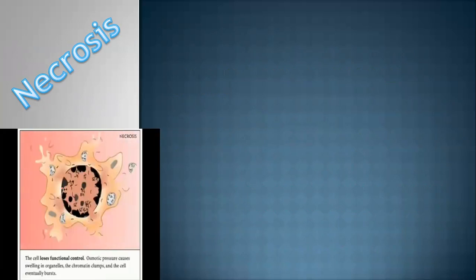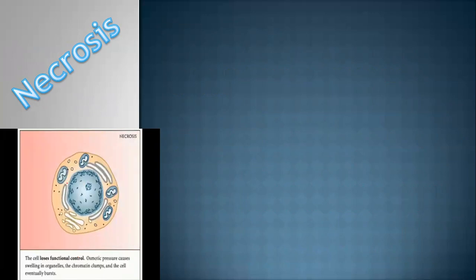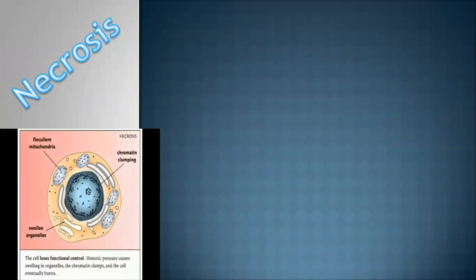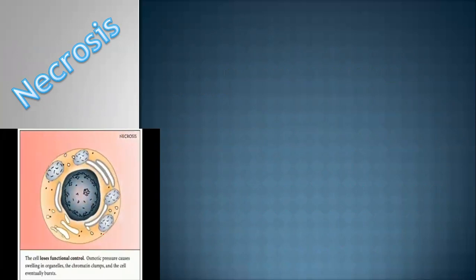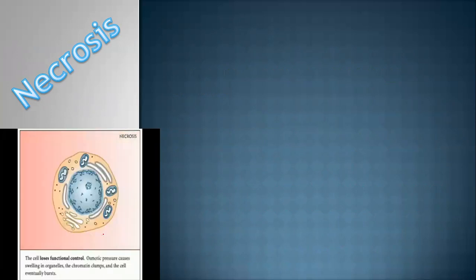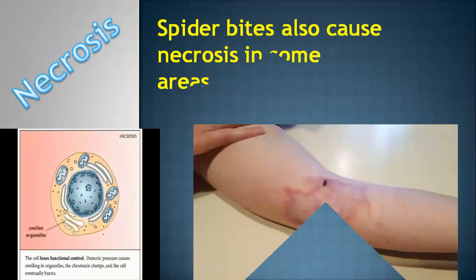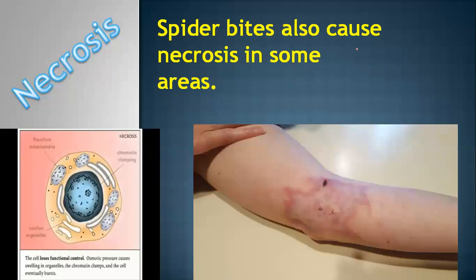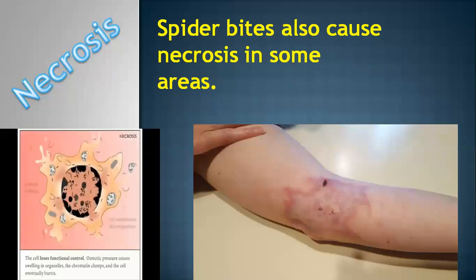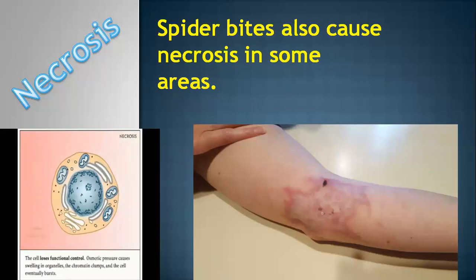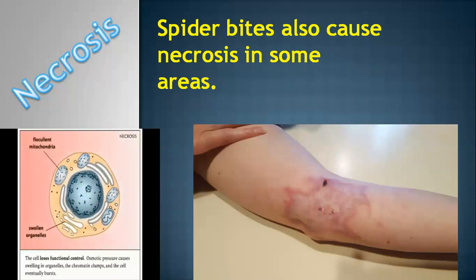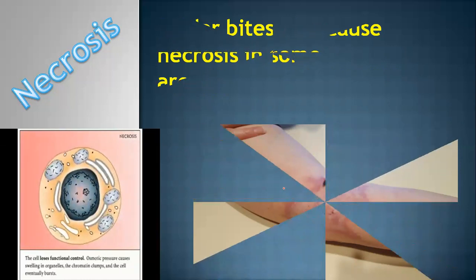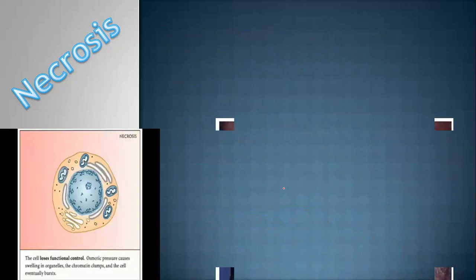You can see all the cells lose their function and get swollen by absorbing water, and they break down by lysosomal enzymes by bursting. A very good example of that is spider bites. Not every spider bites, but some are very poisonous, so they bite, and necrosis occurs in that area. The chemical starts to digest and break down the cells near the bite.